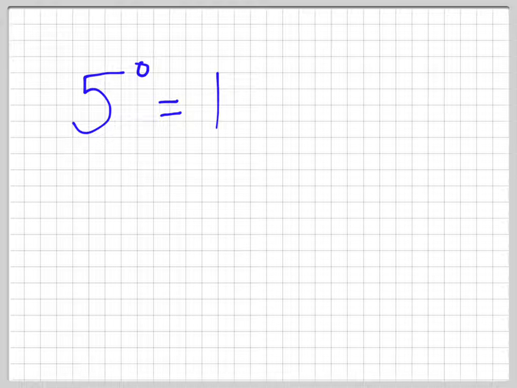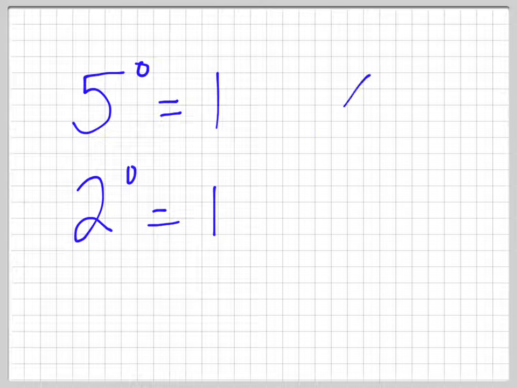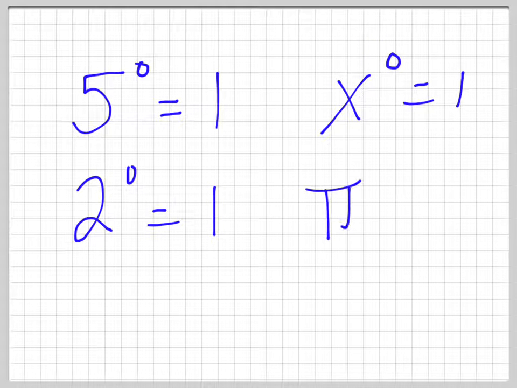So as an example, 5 to the 0 is equal to 1. 2 to the 0 is equal to 1. X to the 0 is 1. Pi to the 0 is 1. It doesn't matter what you put to the 0, it's still 1.